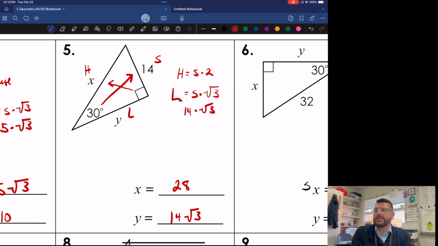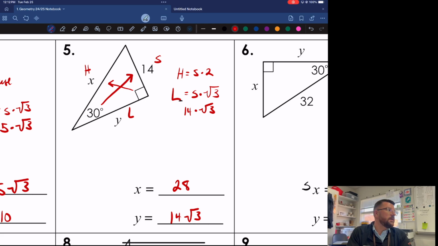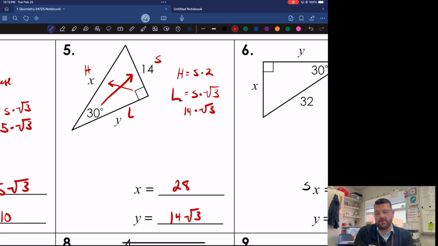There are some patterns with 30, 60, 90s, depending on what you start with. Some of you will pick up on those patterns. They're maybe not as easy to remember as our tricks and patterns are with 45, 45s, but they are still there, and you'll see them. I'll show you 1 or 2 of them.